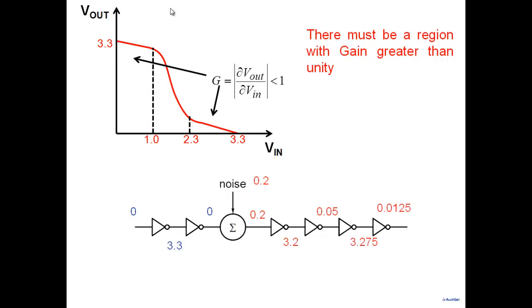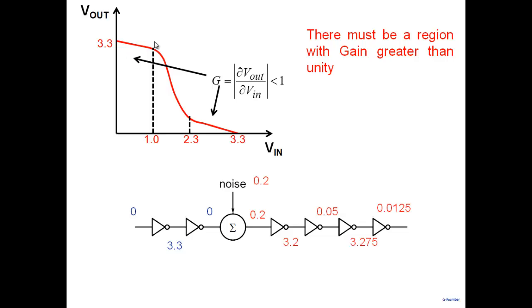Do you all see that? Because note that as you go from 0 to 3.3, the output falls from 3.3 to 0. So the average gain of my system is what? 1. Right? As I go from this point to this point, I go from 3.3 to 0 over an input range of what? 0 to 3.3. So average gain is 1.